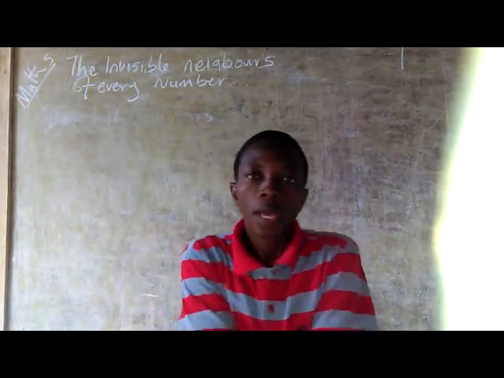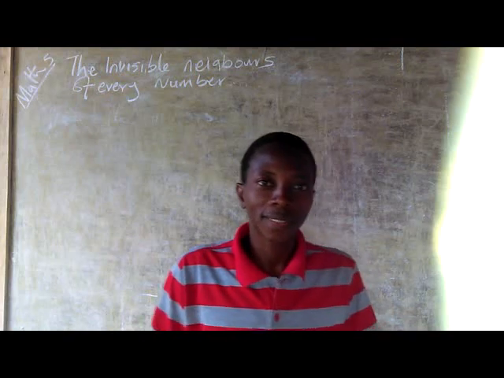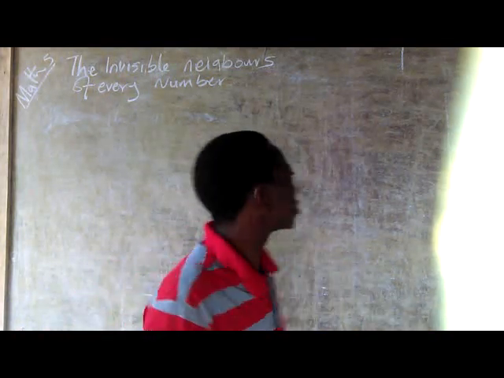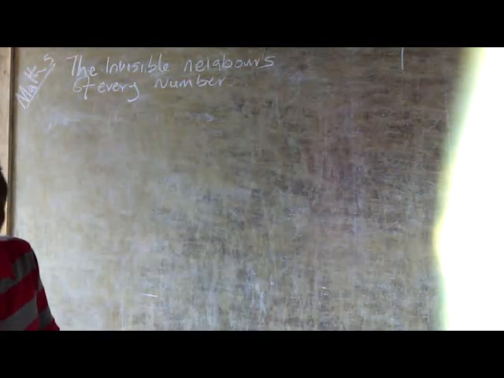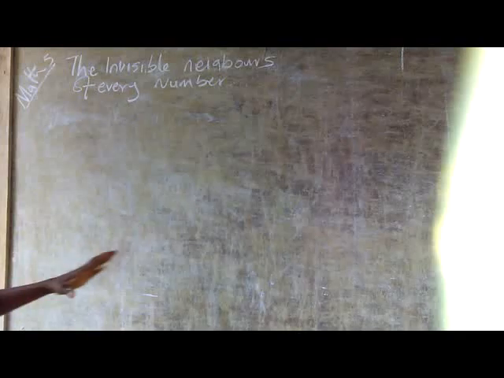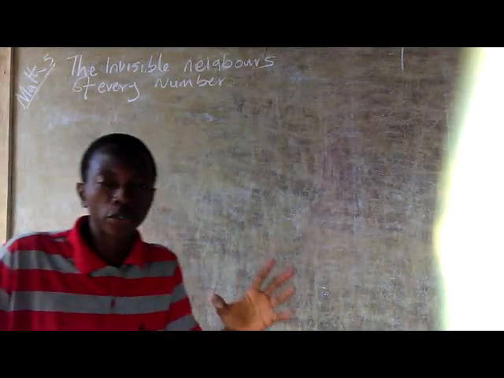Alright. Every number has neighbors. Your math teacher never told you this. So I'm teaching you the invisible neighbors of every number. I'll tell you 5 neighbors of every number.